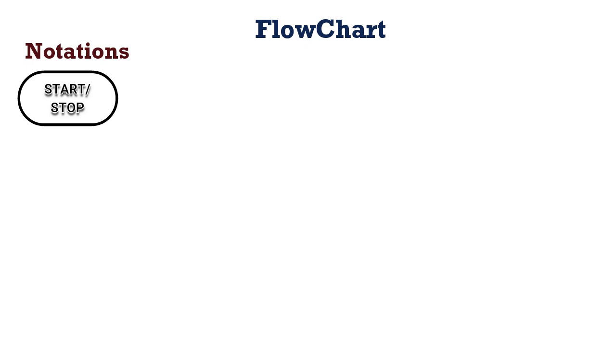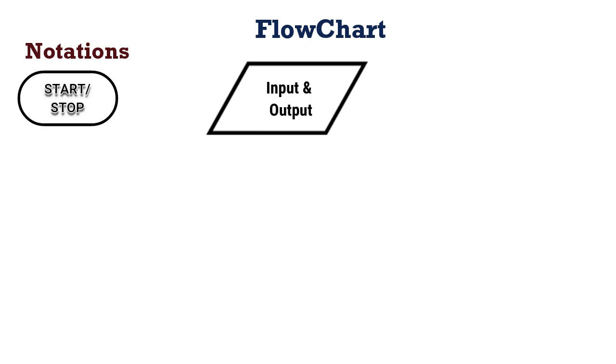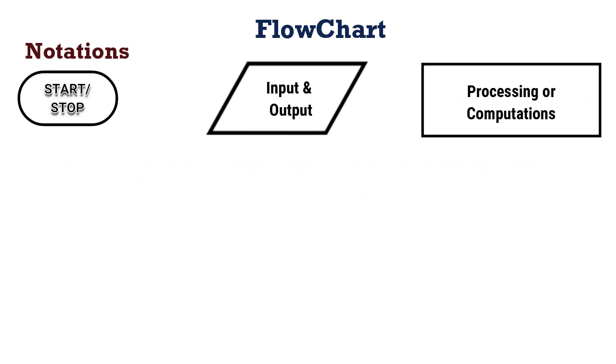The first shape indicates start and stop. So the meaning of this shape is to denote start and stop of the flowchart. The next shape is the parallelogram. So this indicates input and output operations, which is used to read input and display output. The next is the rectangle. So rectangle indicates processing or computations, used to include instructions or processing statements.